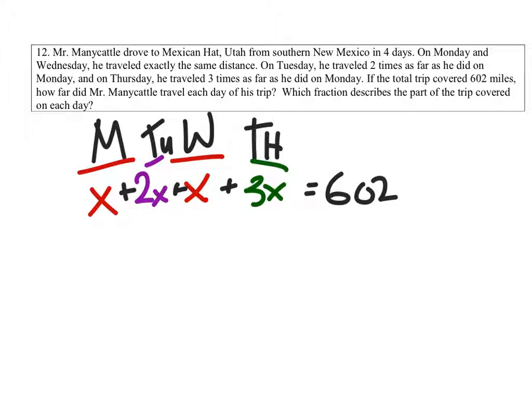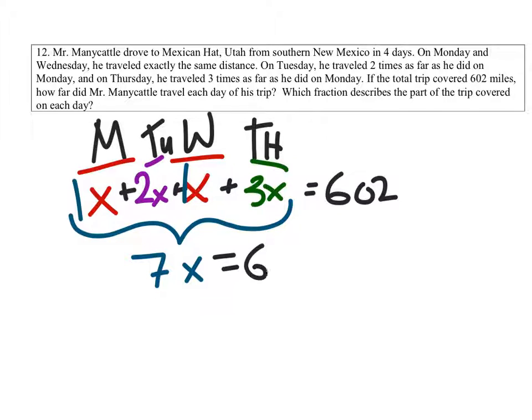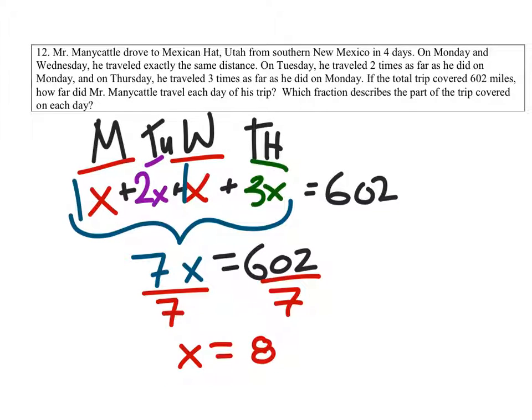Okay, well, let's go and solve with these. Those are 1x's, by the way. So when I combine all of my x's together, it looks like I've got 7 of these x's equals 602 miles. And x represents how far we traveled on Monday. So dividing everywhere by 7, it appears that x equals 86 miles. 86 miles on Monday.